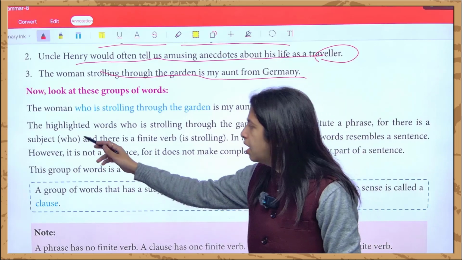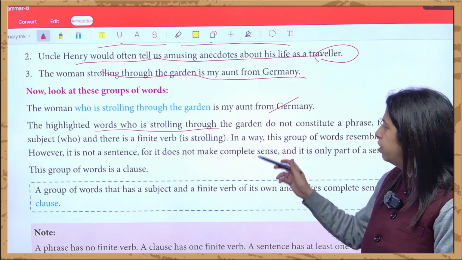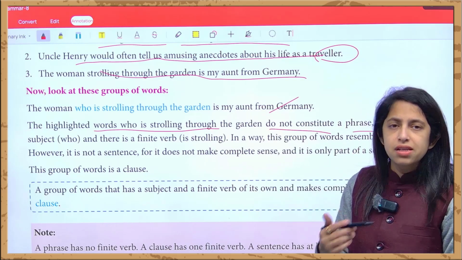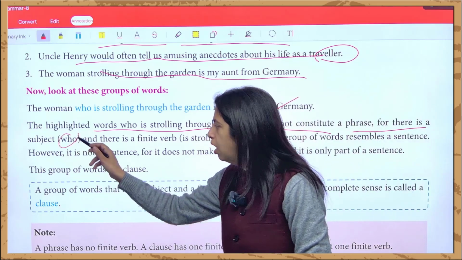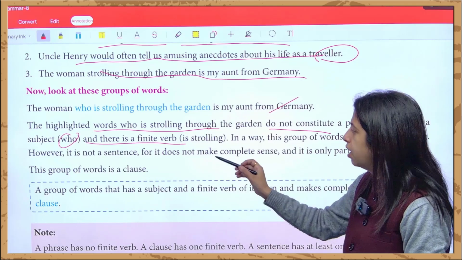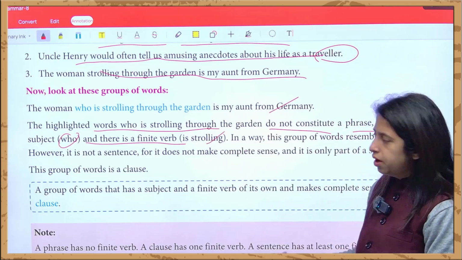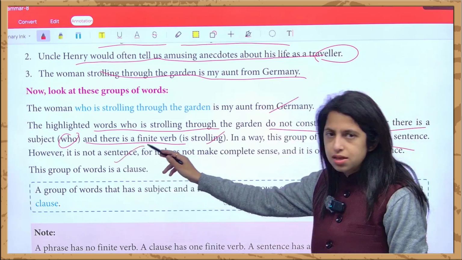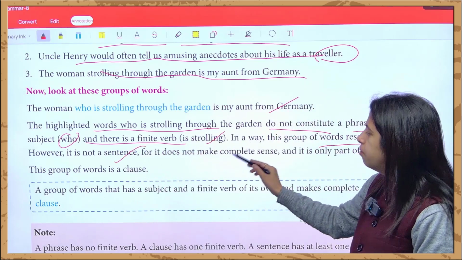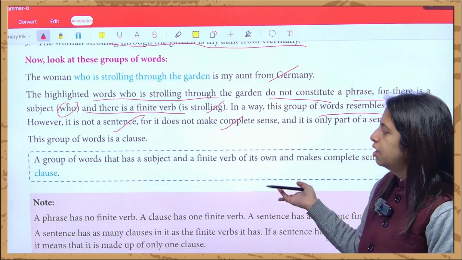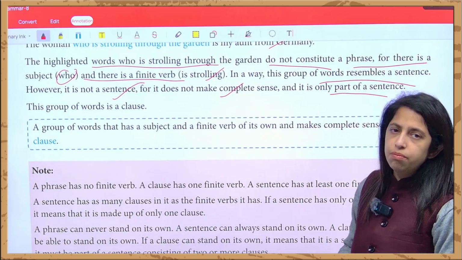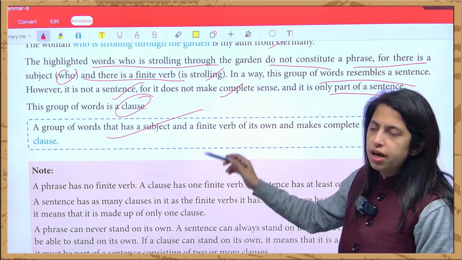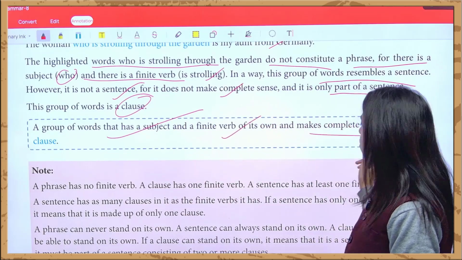Right over here, this highlighted part, strolling through the window, does not constitute a sentence. It is not a phrase, but it has a subject. What is the subject? Who, aunt. And there is a finite verb, which is strolling. So this group of words resembles a sentence. However, it is not a sentence, and it does not make complete sense either. That is why it is only a part of a sentence, a group of words which has a subject and a verb and makes complete sense.